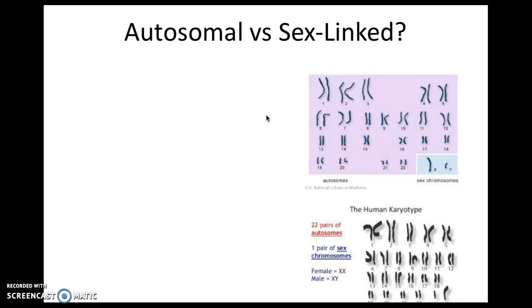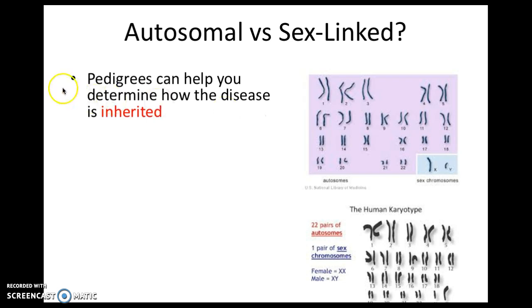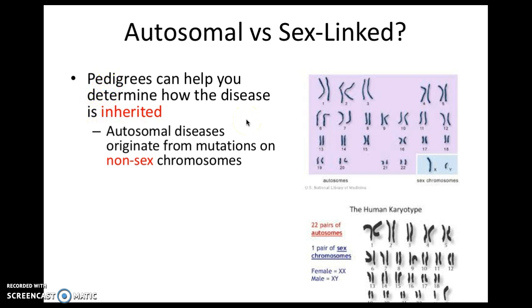You guys know from the pedigree that we have a bunch of squares and a bunch of circles, and it kind of looks like an upside down family tree. Your task is going to be to decide: is it inherited autosomally or via sex-linkage? Pedigrees are a tool, a model to help you determine how a disease is inherited. Autosomal diseases originate in mutations on non-sex chromosomes. Hair color, eye color, all those things are on an autosome, chromosome numbers 1 through 22.